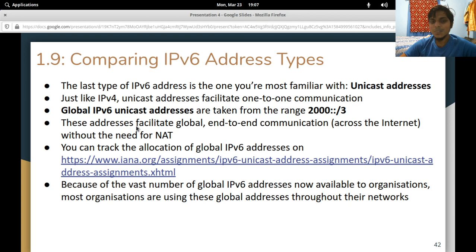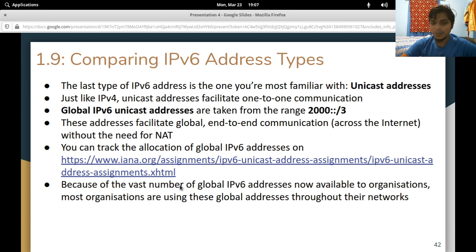So these addresses facilitate global end-to-end communication across the internet without the need for NAT. So we'll discuss NAT in IP services as well in that next section. But the removal of NAT is a big benefit to IPv6 addresses because we use NAT a lot in IPv4. You could click this link if you want to see just some random IPv6 blocks and see how those address allocations look.